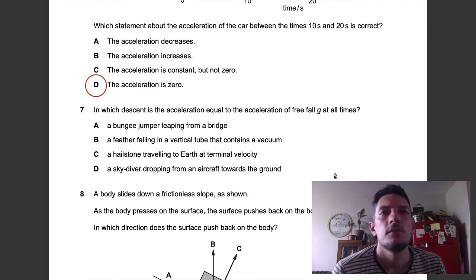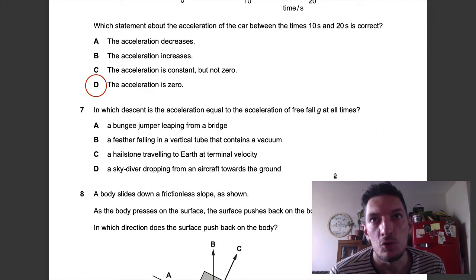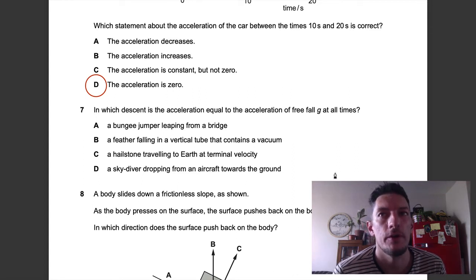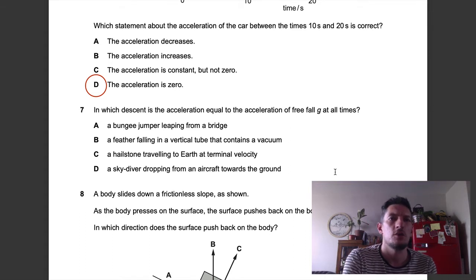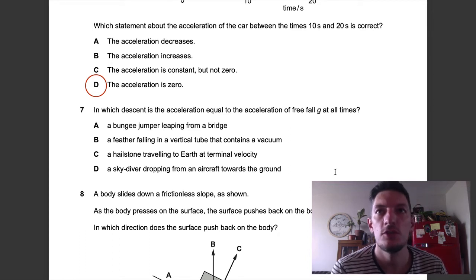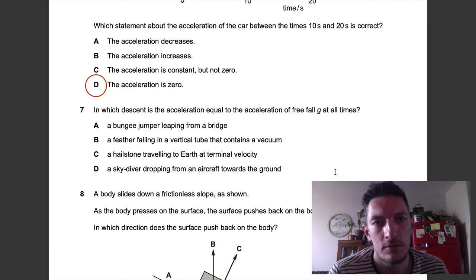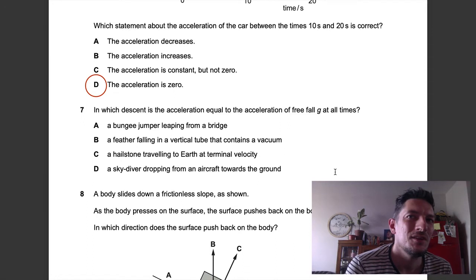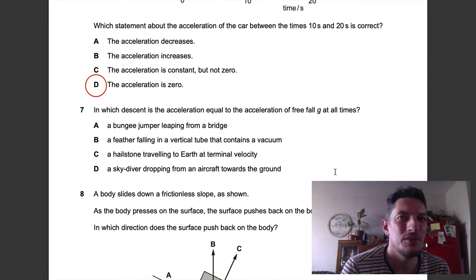In which descent is the acceleration equal to the acceleration of free fall g at all times? At all times. Let's think about each one. A bungee jumper leaping from a bridge. Well, initially they do accelerate at free fall. Later they slow down, mercifully, before they hit the ground. So I don't think that's true.